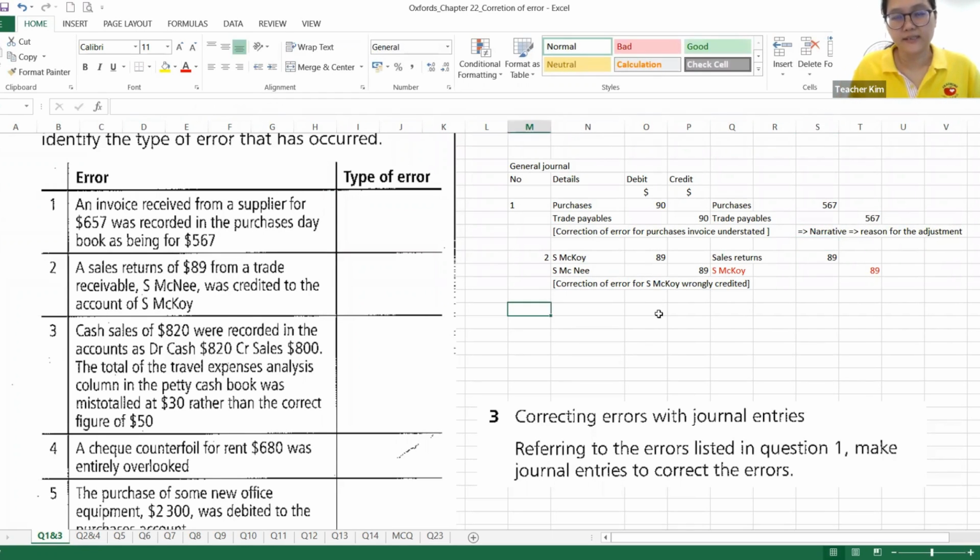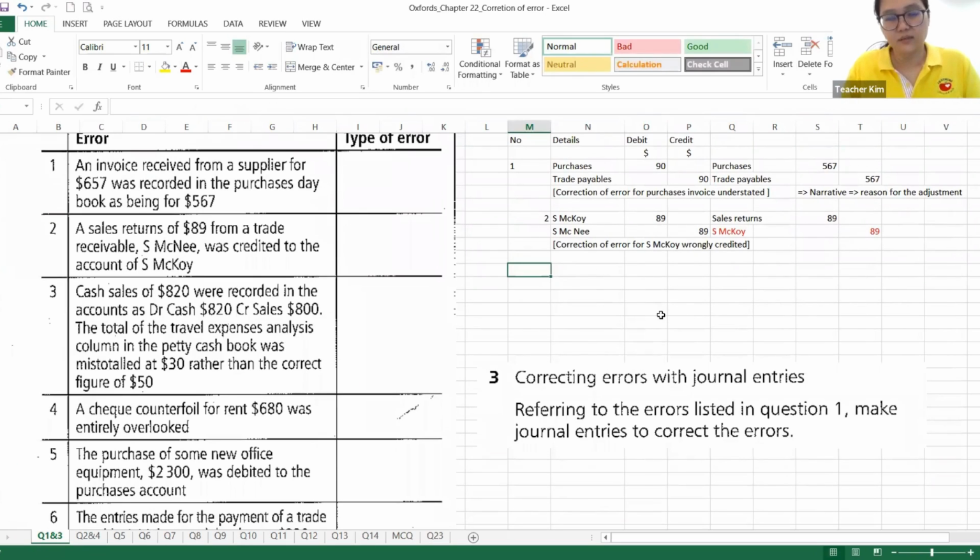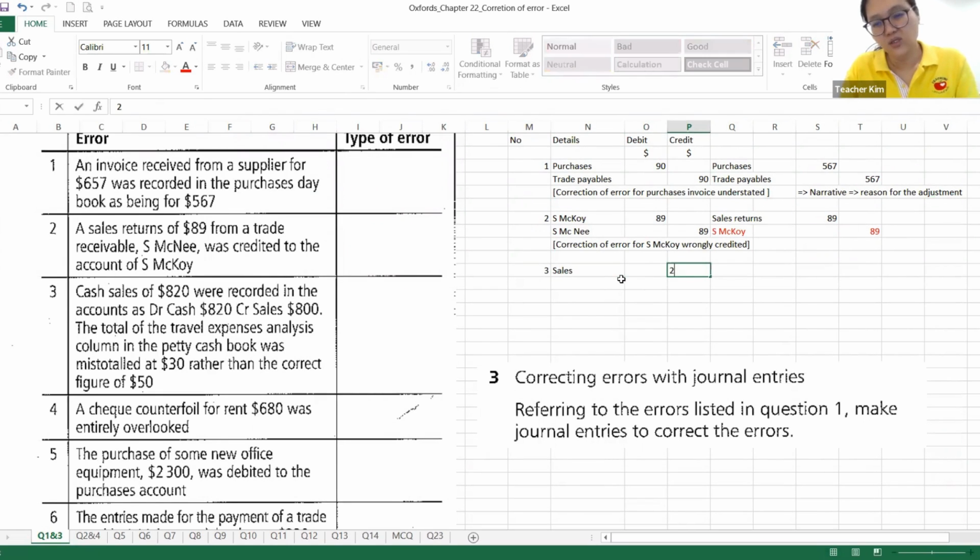Okay, now next question number 3. Question number 3 is cash sales of 820 were recorded in the account as debit. This one is correct. This one is understated. So what account is understated? Sales understated, sales understated by 20. It should be credit sales because the sales account is on the credit side.